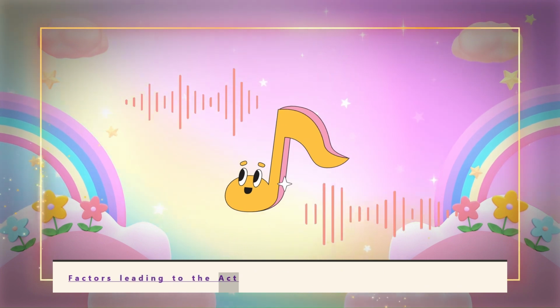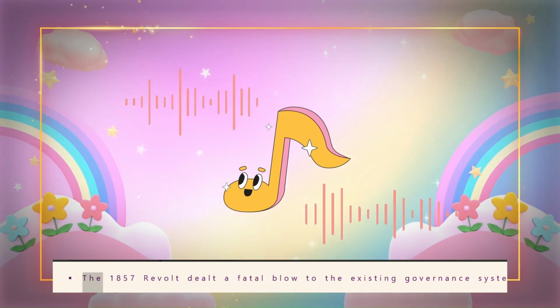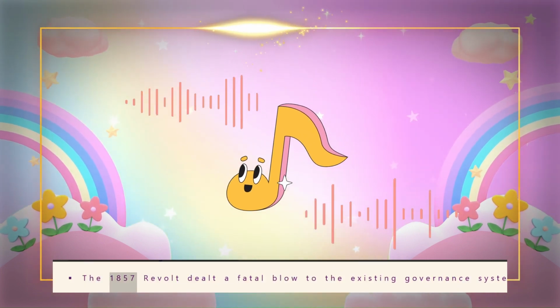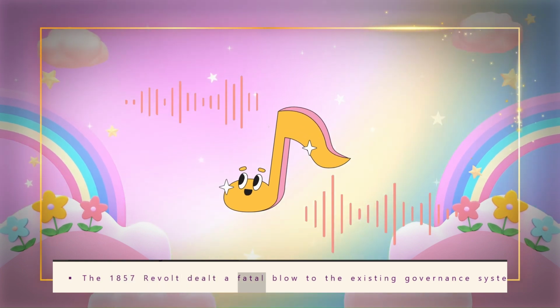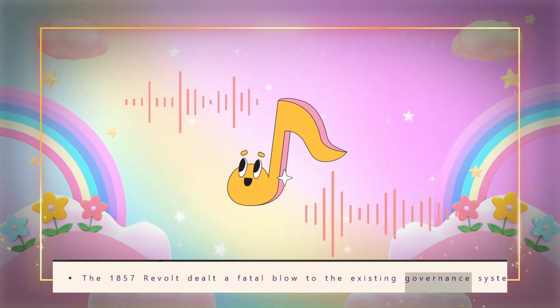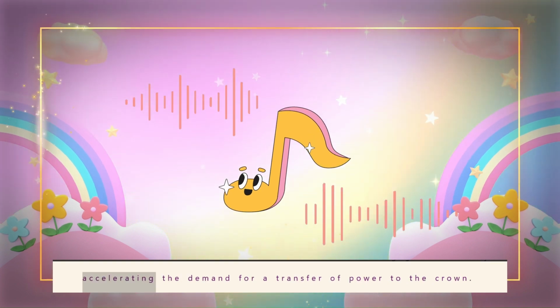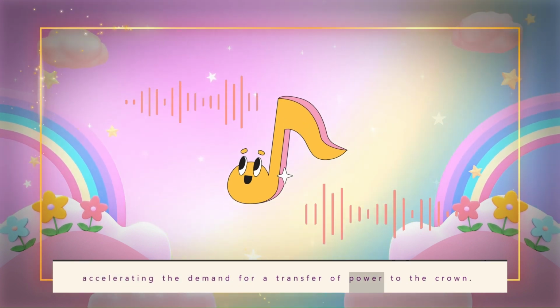Factors leading to the Act. The 1857 revolt dealt a fatal blow to the existing governance system, accelerating the demand for a transfer of power to the Crown.